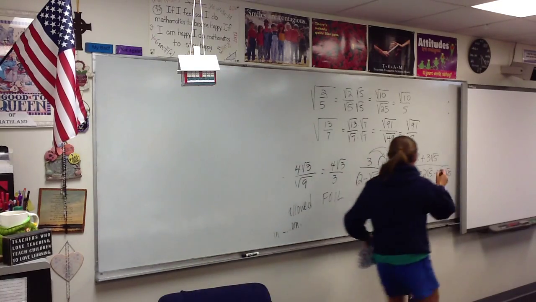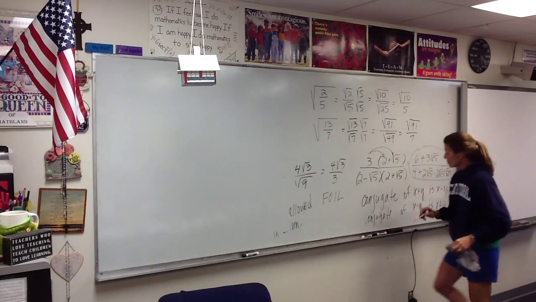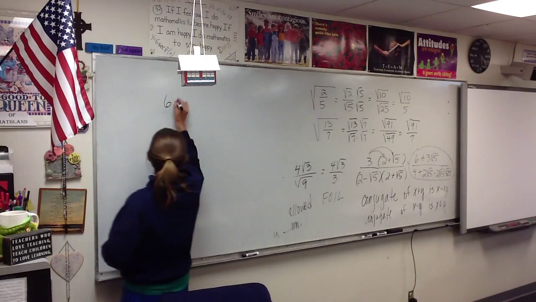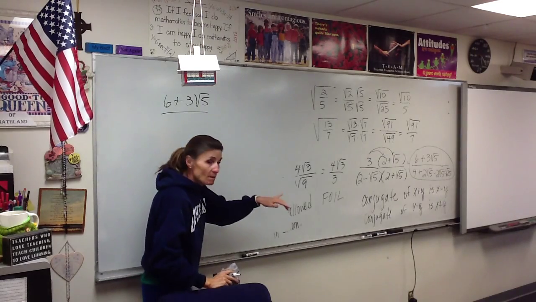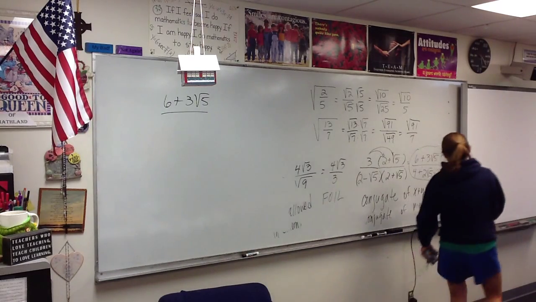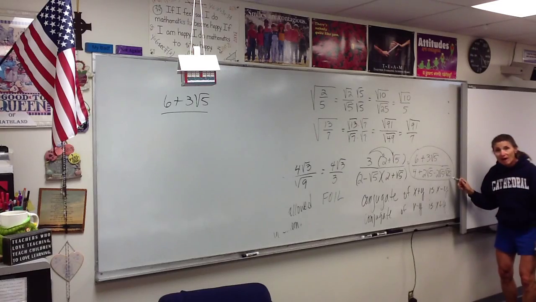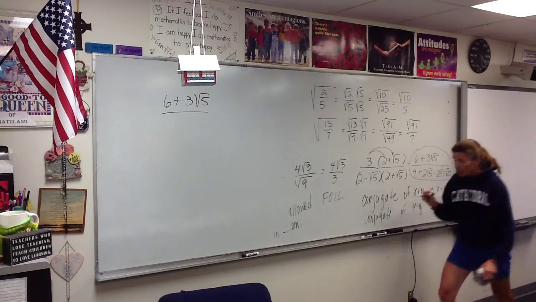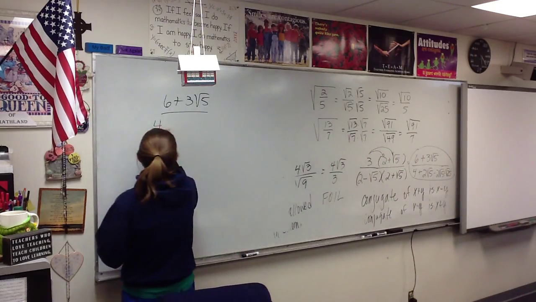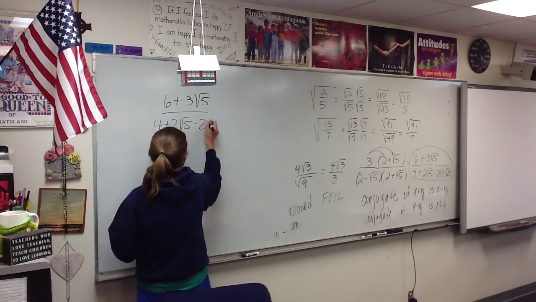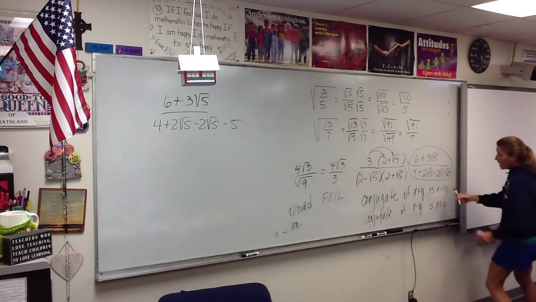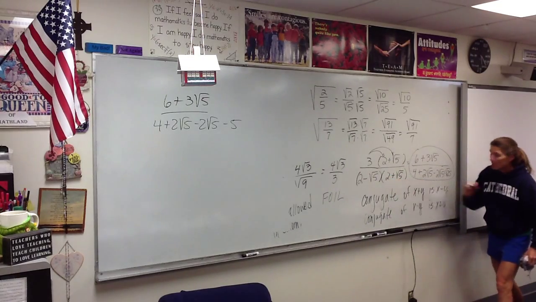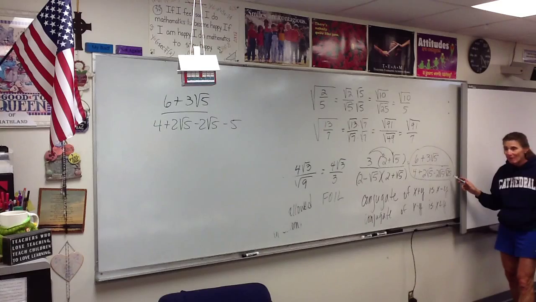Okay, so here's where I am. I'm transferring over here. So here's what I've got. I've got 6 plus 3 root 5 over, all right, now what's in the bottom? Well, the square root of 25 is 5. So on the bottom, I have 4 plus 2 root 5 minus 2 root 5 minus 5. Again, when I multiplied my radical 5 times my radical 5, I got radical 25, which is 5.